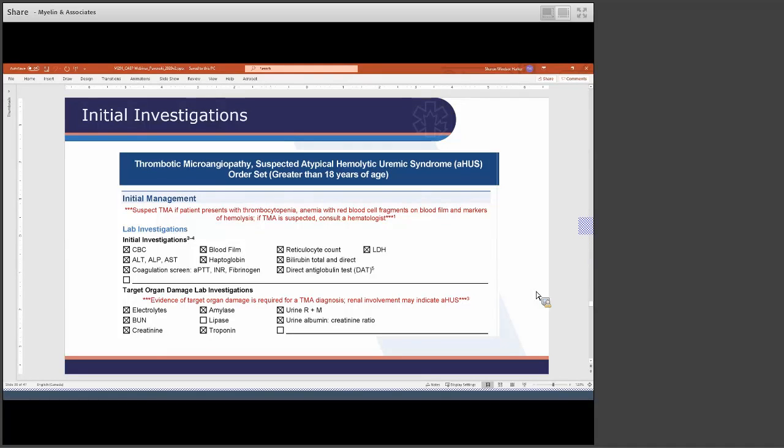Coagulation screen is very important. I think most of you would order INR and APTT to rule out DIC. I think fibrinogen is very important also to order because it may give you an idea about, say, compensated hemolysis. So that's another very useful marker. Now this is just the basic things for TMA. What about target organ damage assessment?